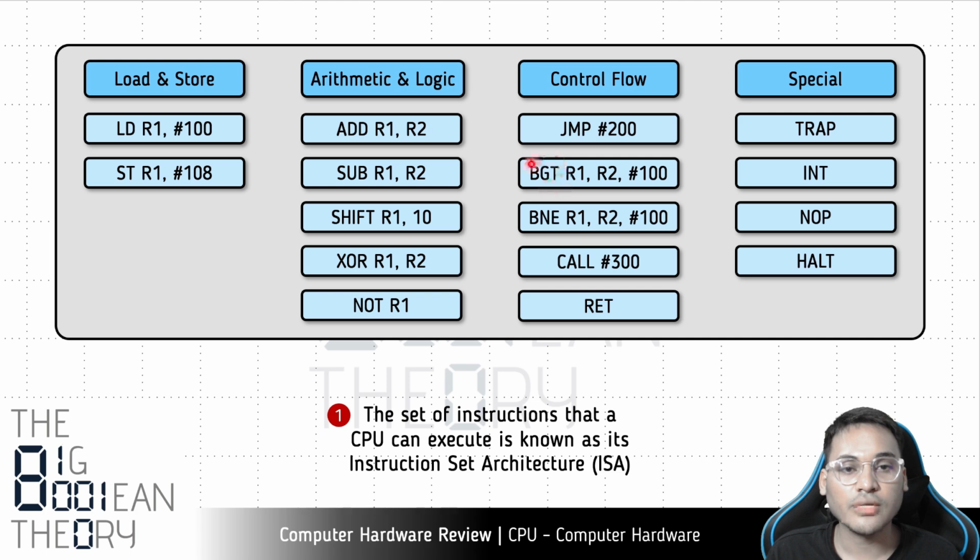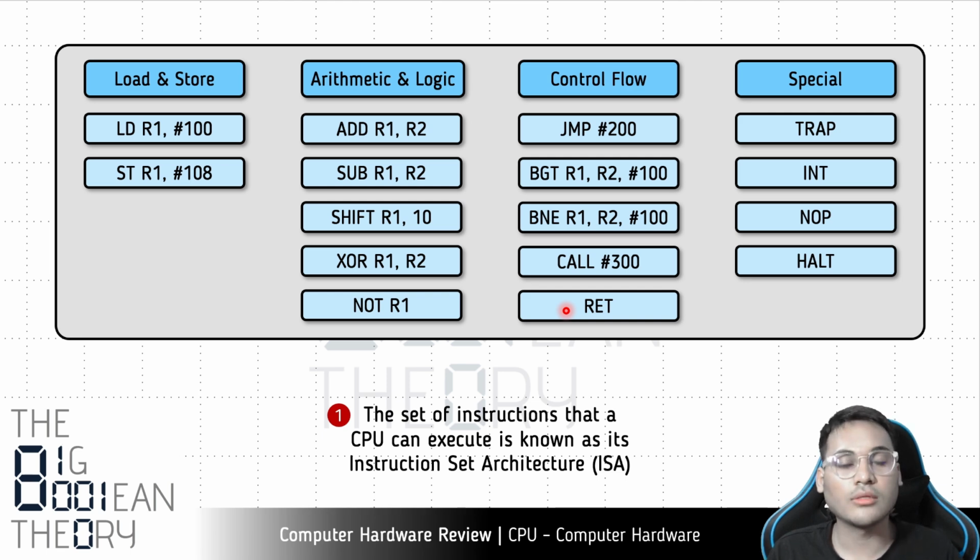Then branch greater than and branch not equal are some hypothetical examples which help in branching. So depending on a condition, whether a condition is true or false, you can jump to a particular location. So these instructions help during branching. Then call and return are used in function calls. Whenever a function call is made, the call instruction is executed. That helps to jump to the starting of the function given the address. And when you execute the return instruction, the control returns to the calling function.